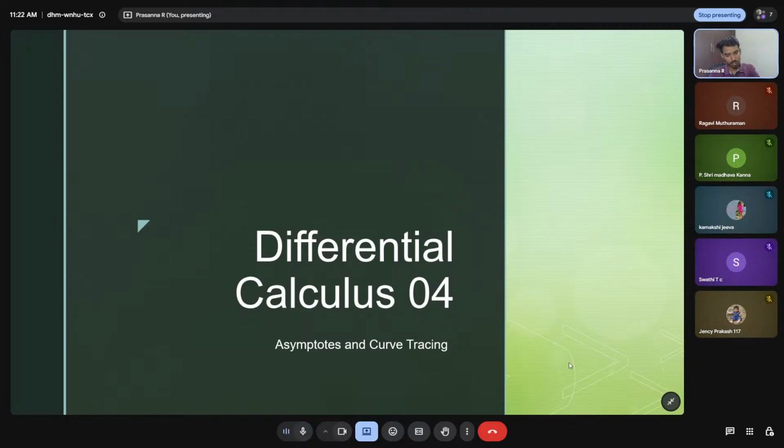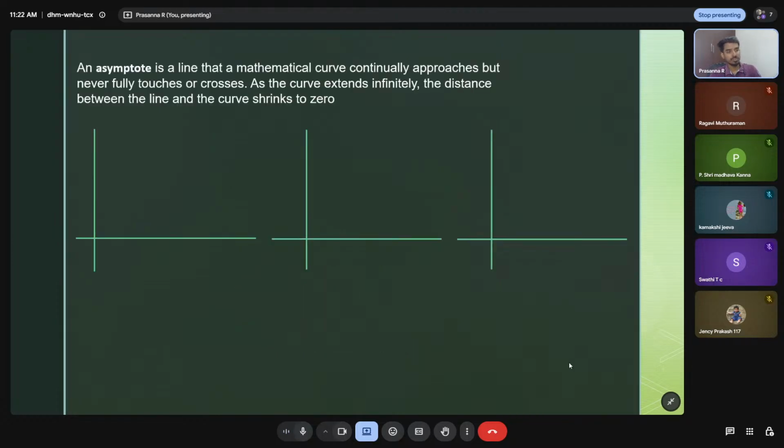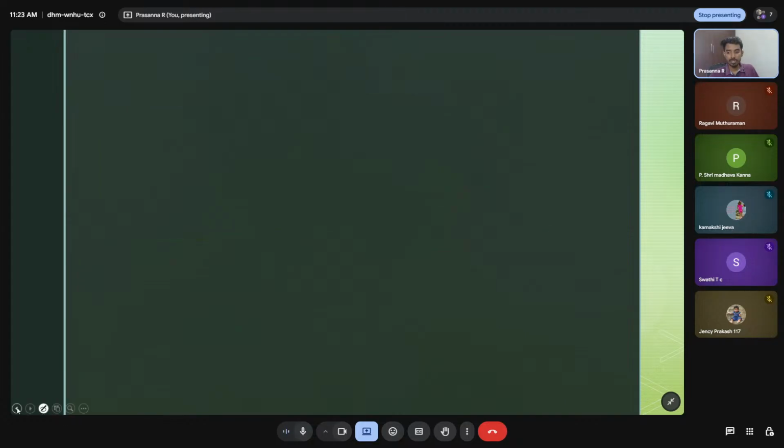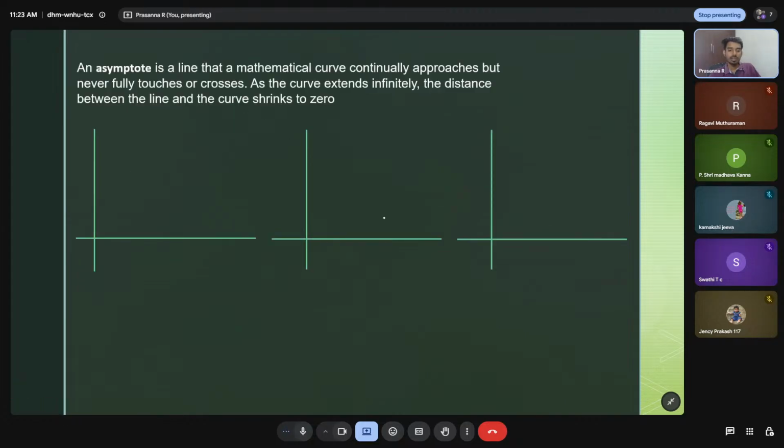So first, we'll get on to the first topic, which is asymptotes. Very easy, right? So everyone would have come across the definition of an asymptote. Whenever I'm talking about an asymptote, you need 2 things. One is you need a line, and then you need a curve. So a line is said to be an asymptote to a curve.